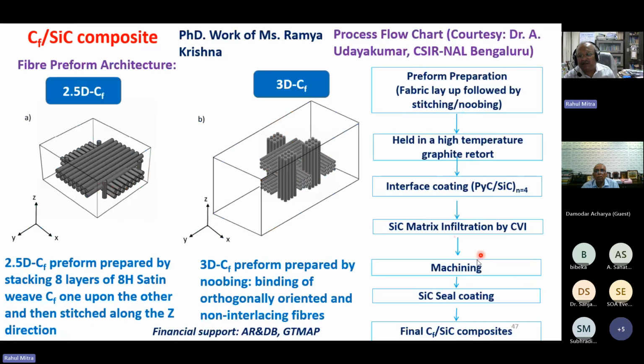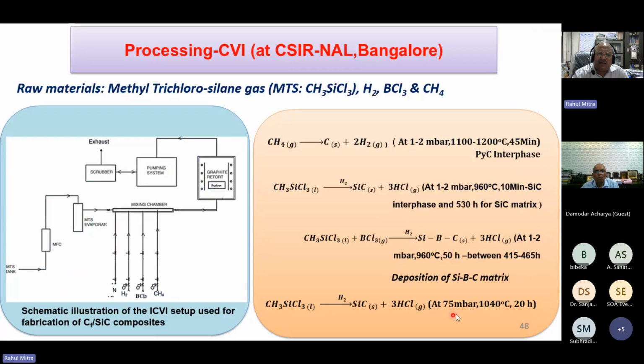Then after that, it was machined, and then SiC seal coated with silicon carbide, because the surface was porous and rough. So silicon carbide was deposited by chemical vapor deposition, and then the final carbon fiber silicon carbide composite was obtained. So basically, these are the reactions.